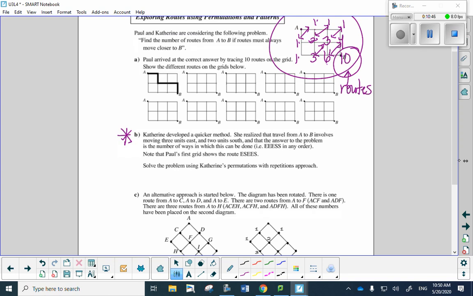So I'm going to actually just redraw my picture down here since I've written all over it up there. So it looks like this. So we go from point A to point B. And we always have to move closer to B. We're never going to move backwards. So we're going to go to the right and we're going to move down. So we need to count how many total movements there are. That's going to be our numerator. So the total movements are going to be 1, 2, 3, 4, 5. So that's going to make up the numerator.